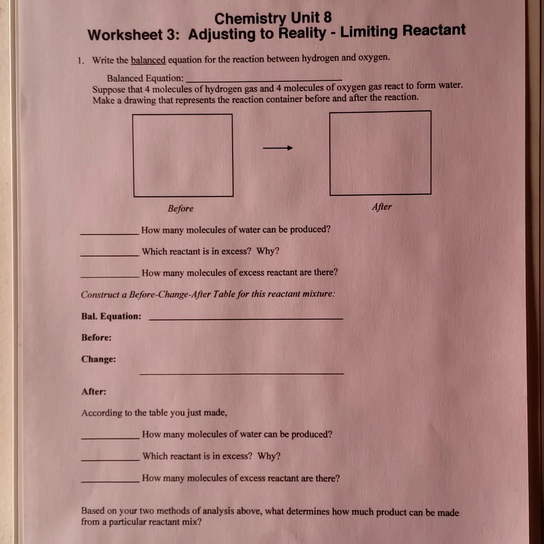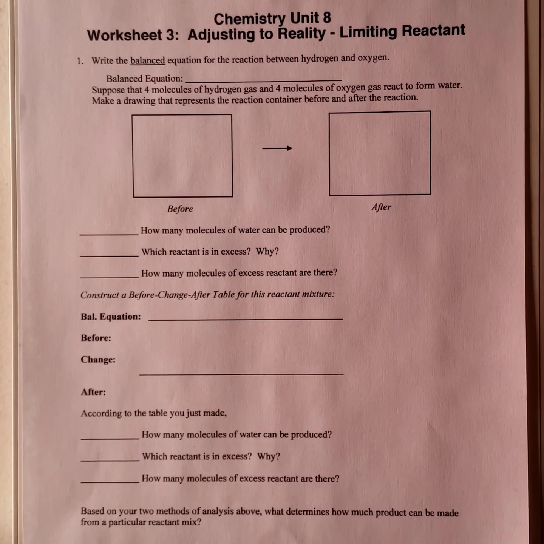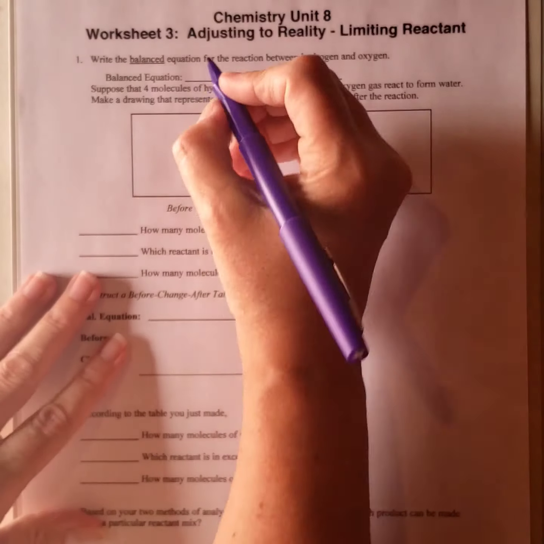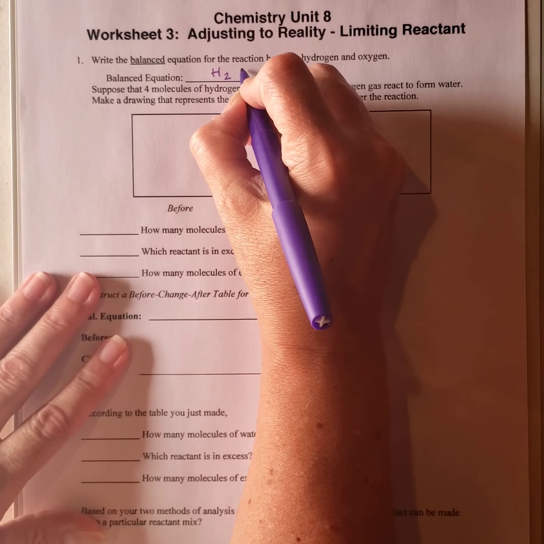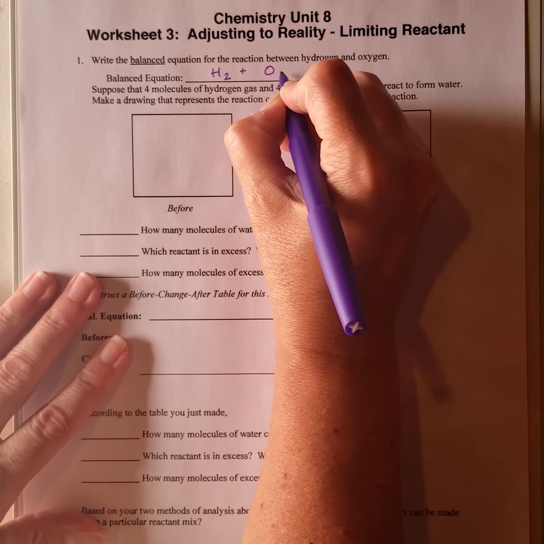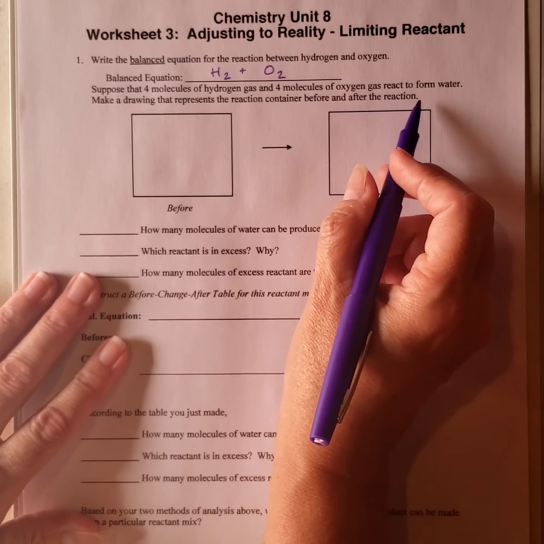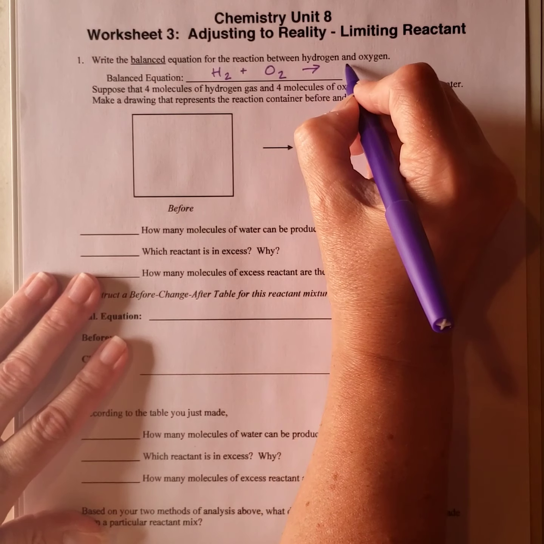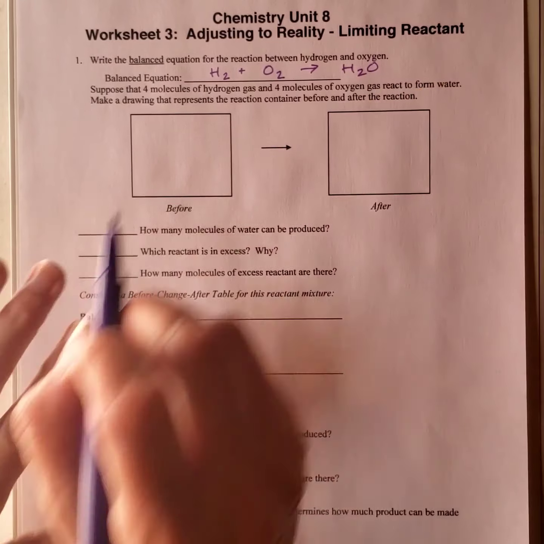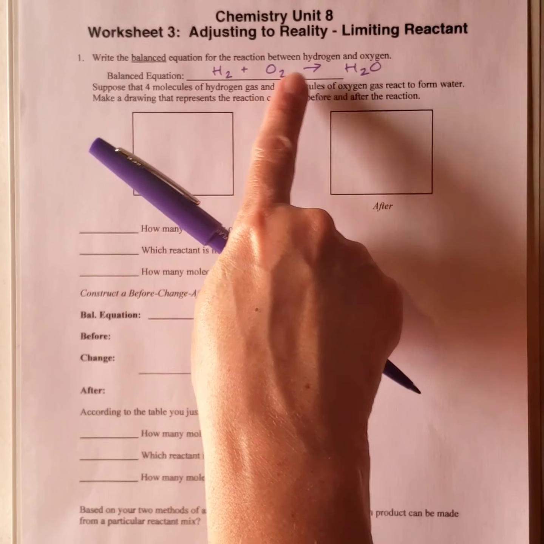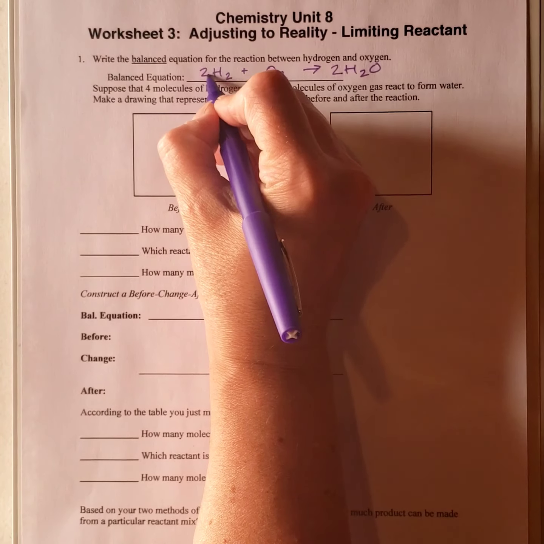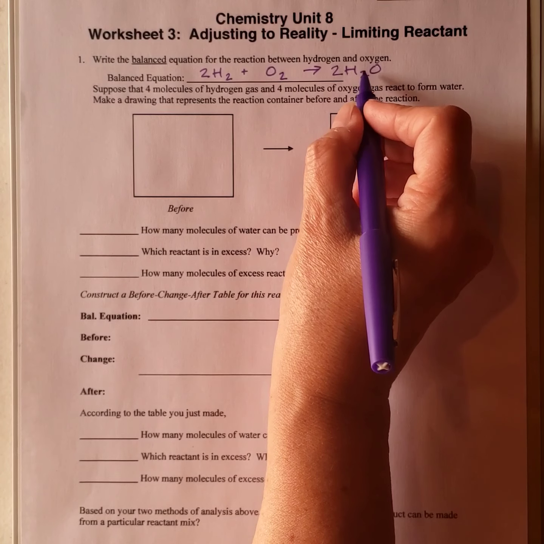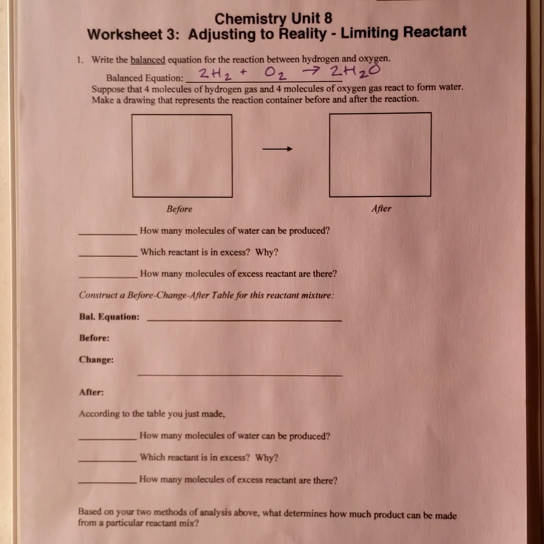So for number 1, you were asked to write the balanced equation for the reaction between hydrogen and oxygen. So we've done this a couple of different ways. So balanced equation for hydrogen. So hydrogen is diatomic, it's H2. Oxygen is diatomic, it's O2. And it forms water, H2O. 2 hydrogen, 2 oxygen, 2 hydrogen, there's only 1 oxygen. So I need to put a 2 here, so that means I need to put a 2 here. So now I have 4 hydrogen, 2 oxygen, 2 oxygen.